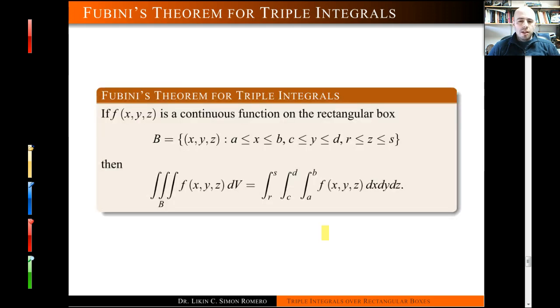Again, we have a way to get away from doing Riemann sums, which is Fubini's theorem. If you have a continuous function on a rectangular box, where x goes from a to b, y goes from c to d, and z goes from r to s, then the triple integral is just going to be the iterated integral using x, y, and z, keeping in mind that you have to put the corresponding limits of integration to the corresponding variables.